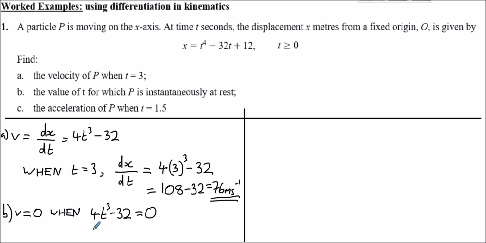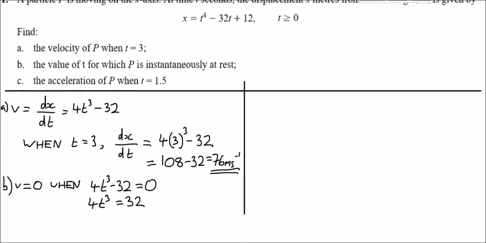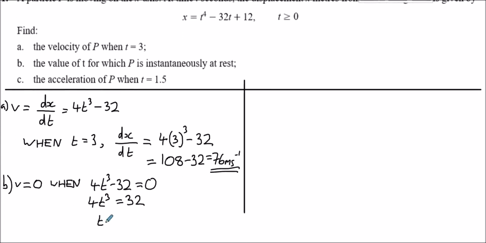It turns out this is actually going to be very simple to solve. So if we add 32 to both sides, we get 4t cubed equals 32. We can now divide both sides by 4. So t cubed is going to be 8. Cube root both sides. Cube root of 8 is 2. And so the velocity is going to be instantaneously 0 when t is equal to 2 seconds.